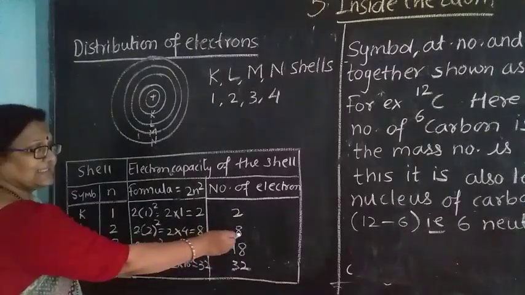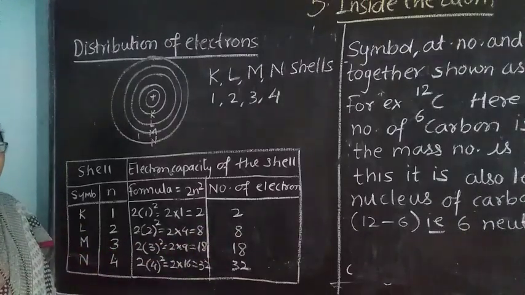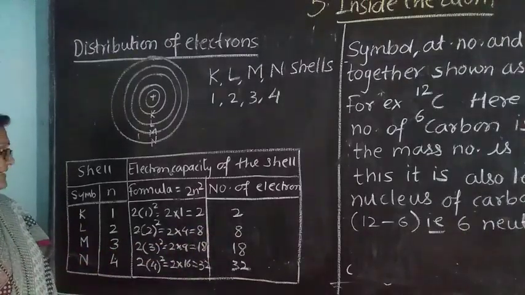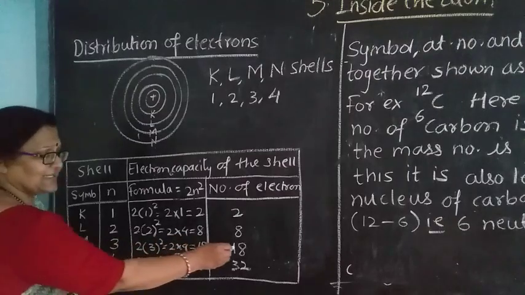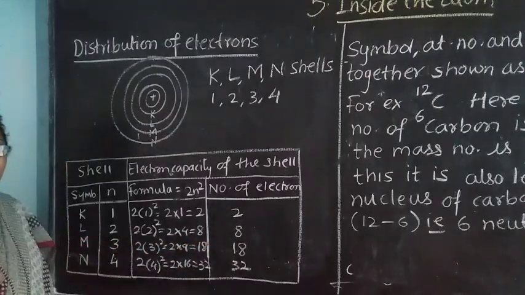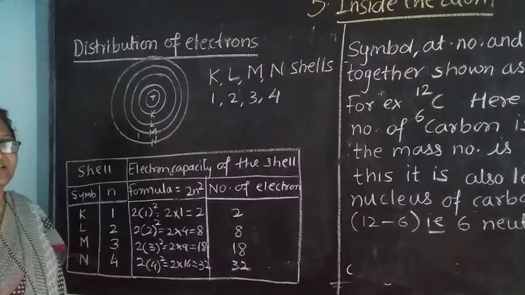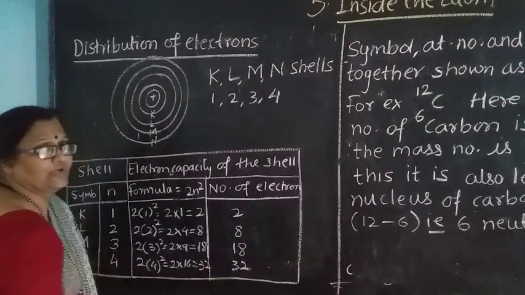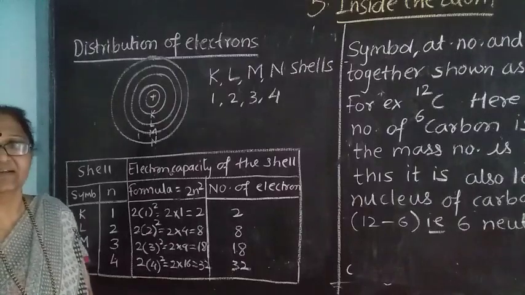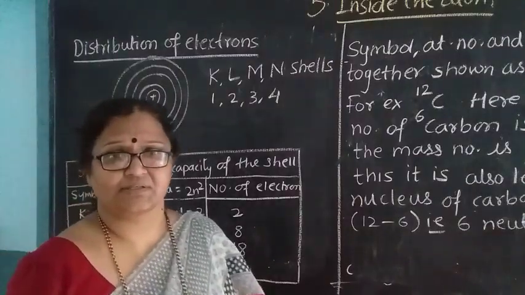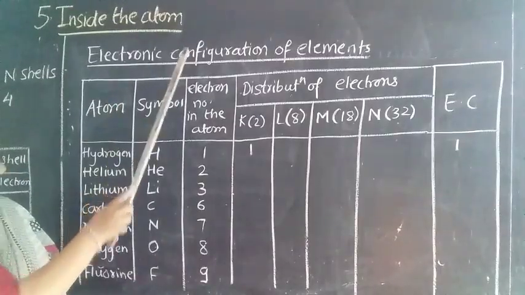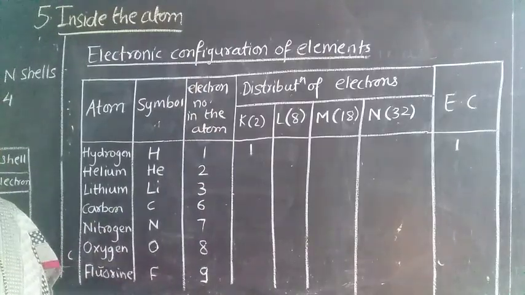So each shell has its own capacity. K shell has a capacity of 2 electrons, that means it can accommodate 2 electrons. L shell has a capacity of 8 electrons, it can accommodate 8 electrons. M shell has a capacity of 18 electrons, it can accommodate 18 electrons. N shell has a capacity of 32 electrons, it can accommodate 32 electrons. Now we are going to see the electronic configuration of the elements.